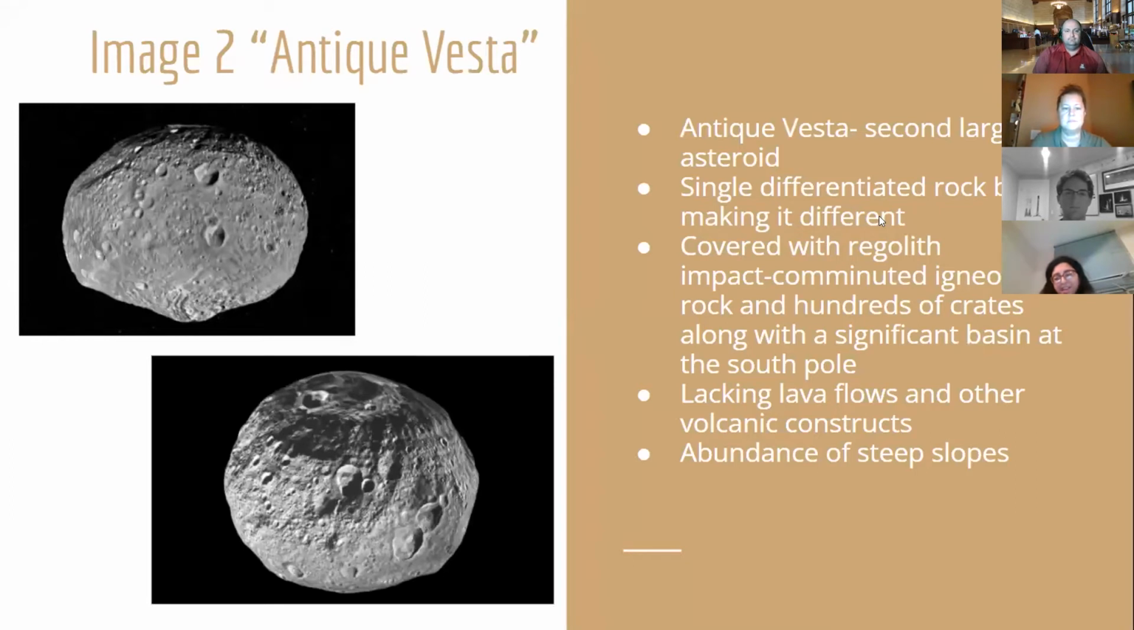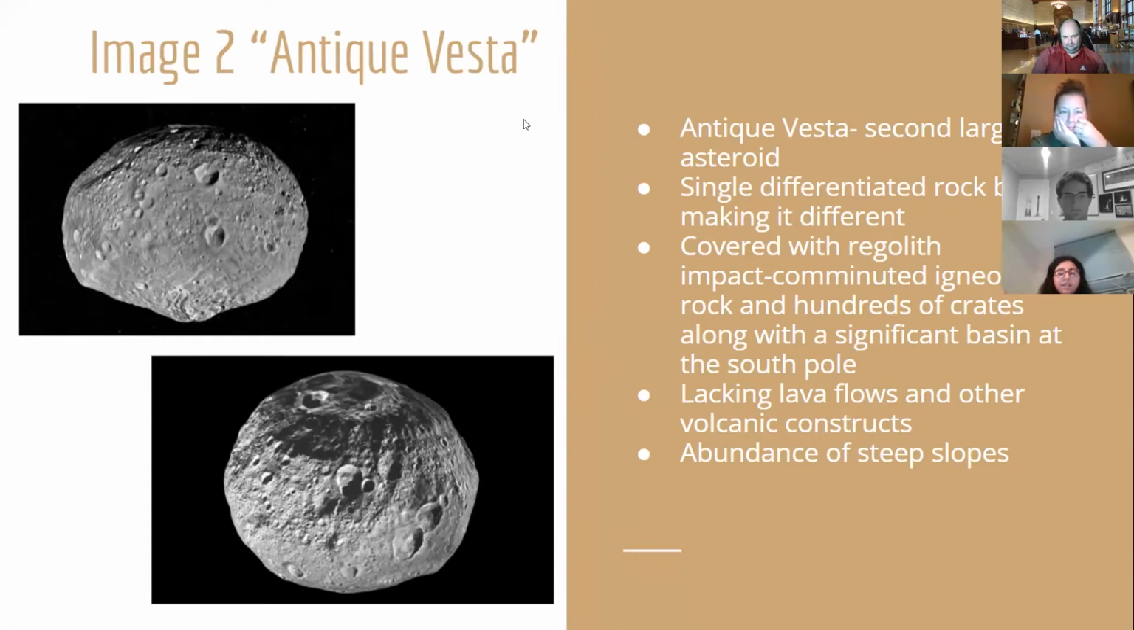So that was all for image one. And then image two is known as antique Vesta. And Vesta is the second largest asteroid that is really important to asteroid and moon scientists, basically.